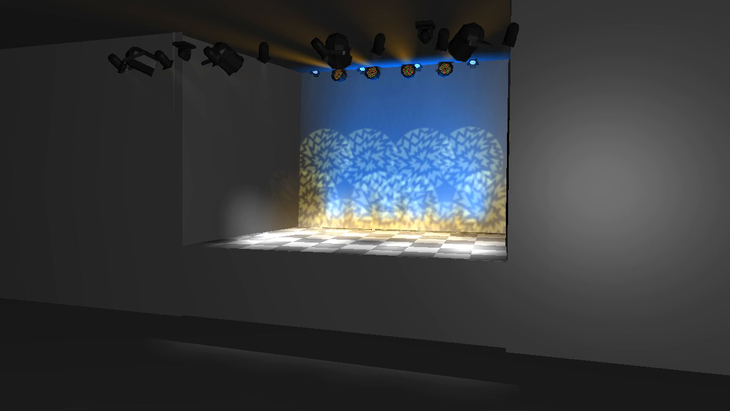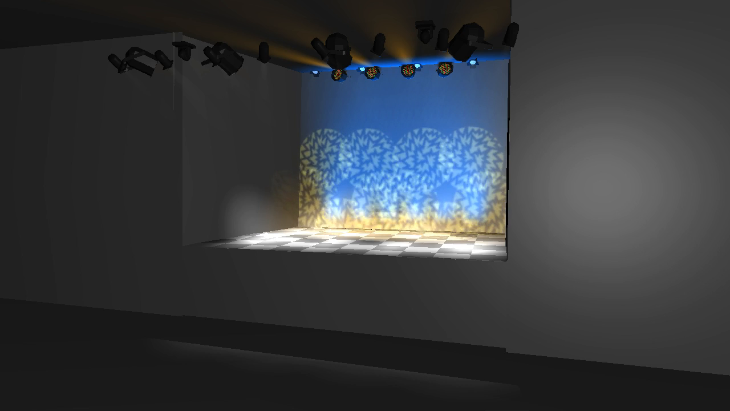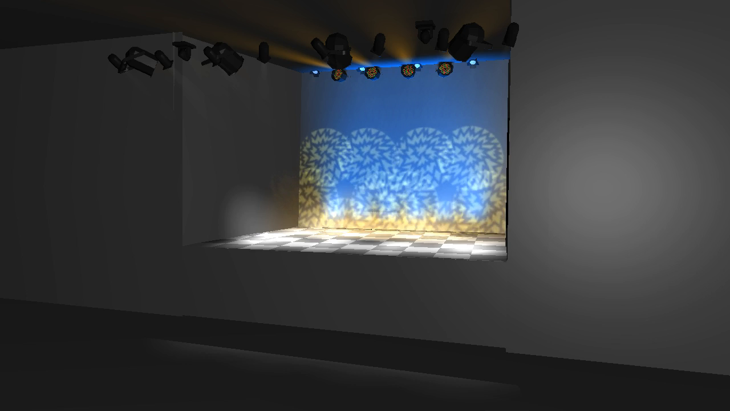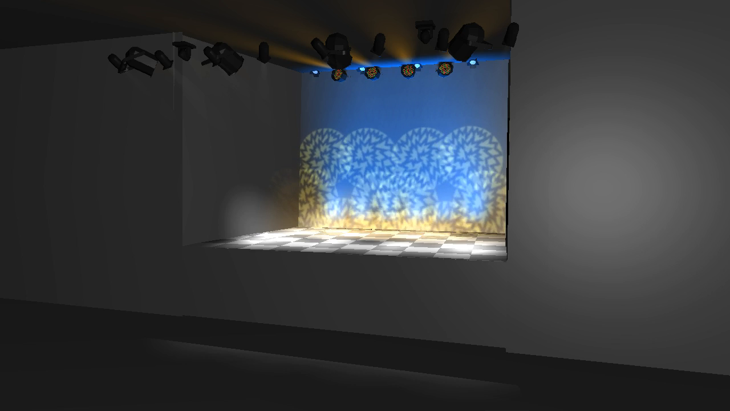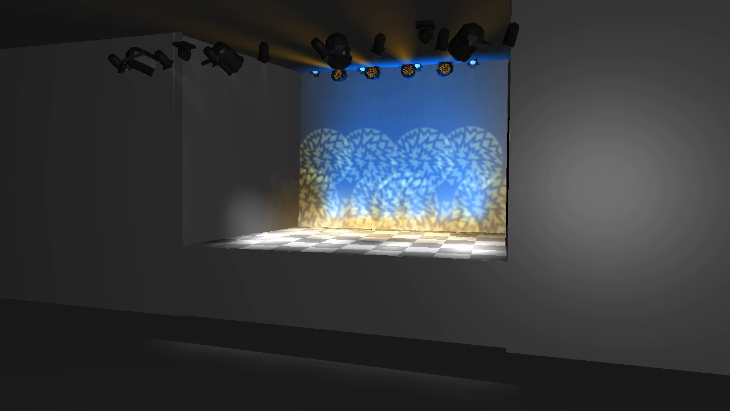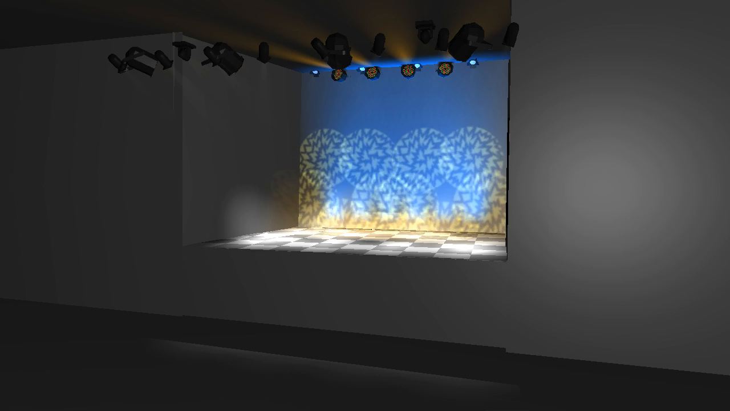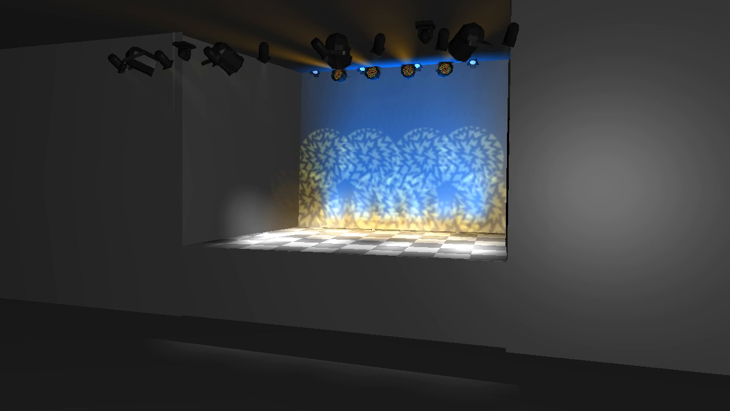One word of caution, though, is if your movers aren't very bright, you may not be able to get away with using the prism and still be able to see the light that's coming out of the fixture. So keep that in mind as well. Just play with it if you've got the prism functionality.